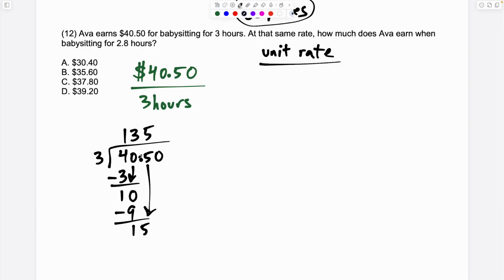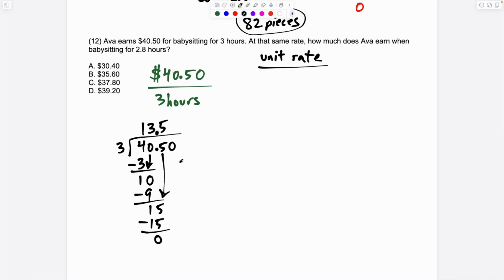But notice this is where the decimal lines up. So this is going to tell us how much money Ava makes. We put the decimal up here at this part, and we have 5 times 3 is 15. We subtract, and we have no remainder. Now we can bring down the last 0 and do 0 divided by 3 is 0. 0 times 3 is 0. We subtract, and we have no remainder. So this tells us that Ava is making $13.50 per hour. Okay, so this is how much money Ava makes per hour.